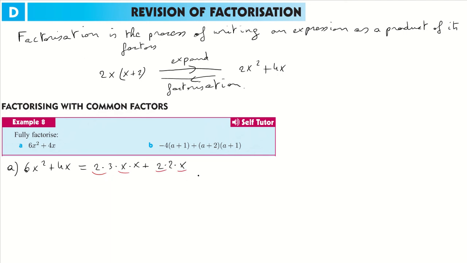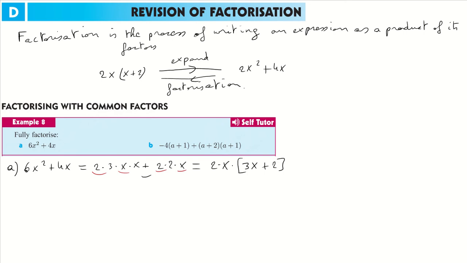So I take out the common factors, so 2 times x, and then what is left in the first term? The 3 and the x is left, so 3x. Here in the second term, the 2 is left, so we do plus the 2. That's the answer.